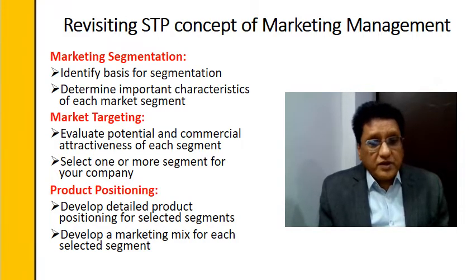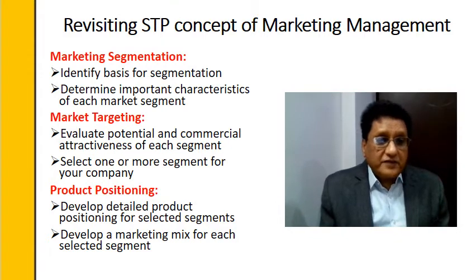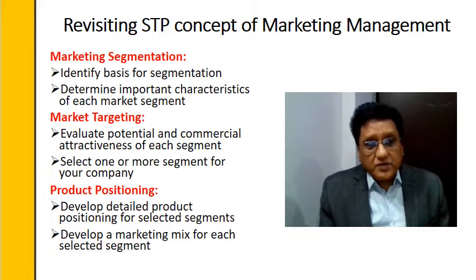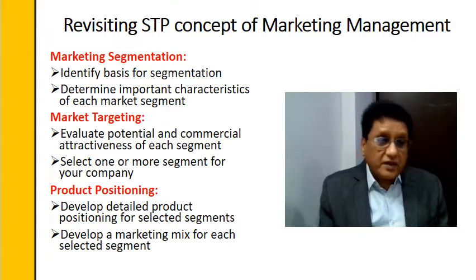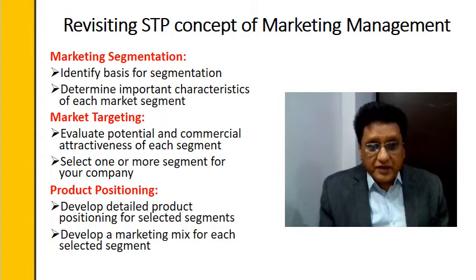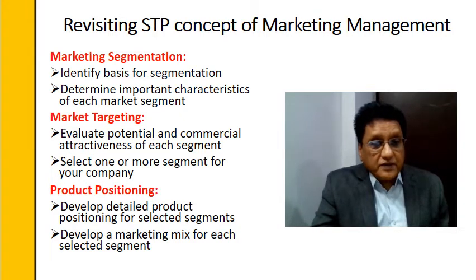And of course promotion. So I have to develop a marketing mix for the selected segment. So this in short is the concept of STP. How is the buying process or the selling process or the marketing process different in consumer products and in industrial products or in B2B products? We will come to it in the next slides. But through this slide, I just wanted to revisit the concept of market segmentation, market targeting, and product positioning.